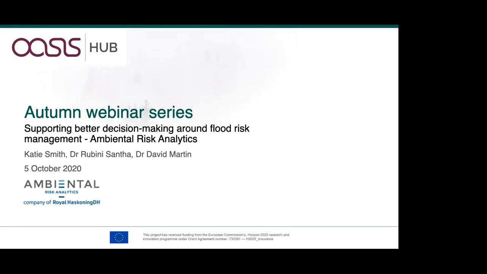Our last speaker will be Dr. Rubini Santha, who's a lead catastrophe modeler, a flood cat model developer, and an expert of LiDAR remote sensing for hazard mapping applications. They're going to present FloodCat, which are models which use historic river, rain, and tide gauge data to simulate potential future flooding disasters.